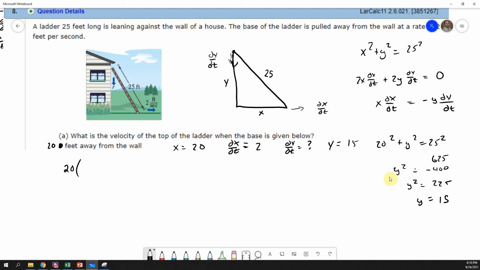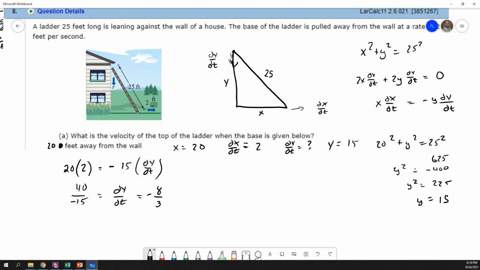x times dx/dt equals negative y times dy/dt. So 2 times 20 is 40. I'm going to divide by the negative 15 equals dy/dt. So 40 over 15, they're both divisible by 5. So 8 thirds, so negative 8 thirds feet per second.